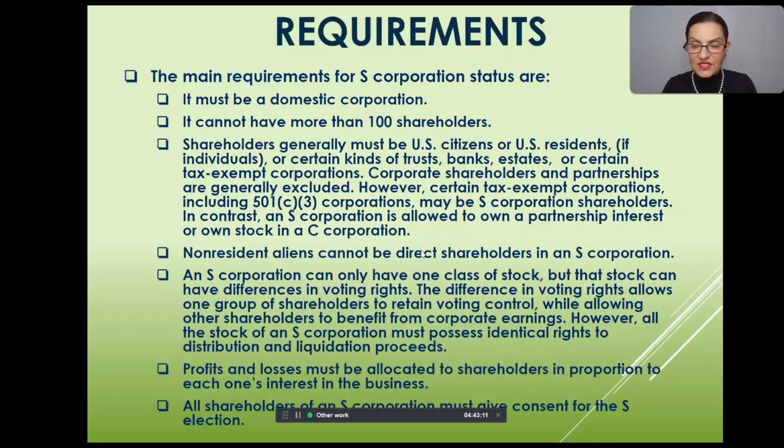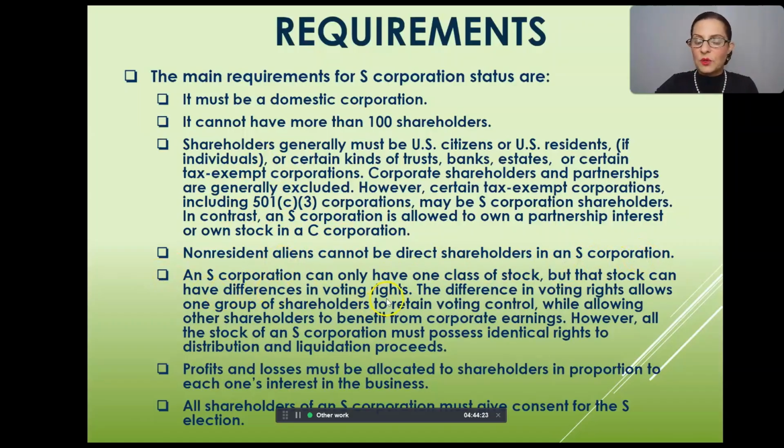Then the S corporation is a shareholder in a C corporation when it does that, right? If it buys stock in a publicly traded company, then it becomes a shareholder in a C corporation. That is perfectly fine. But the same does not hold true in reverse. A C corporation cannot be a shareholder in an S corporation, with the exception of tax-exempt corporations, which means 501c3s. Non-resident aliens cannot be direct shareholders in an S corporation.